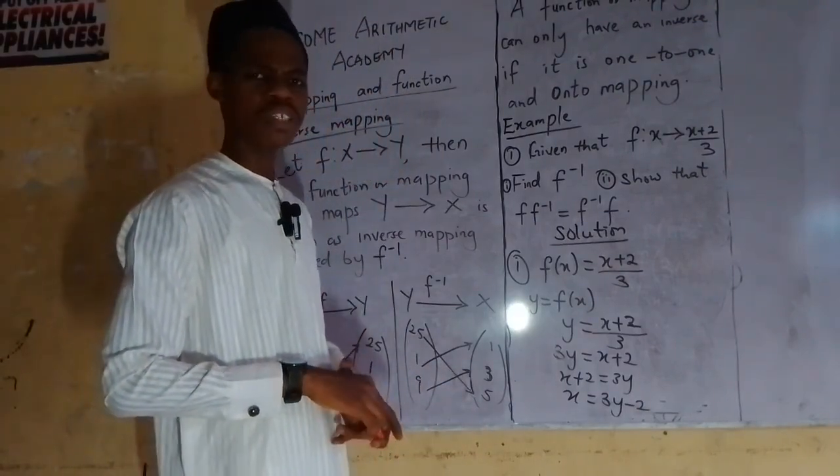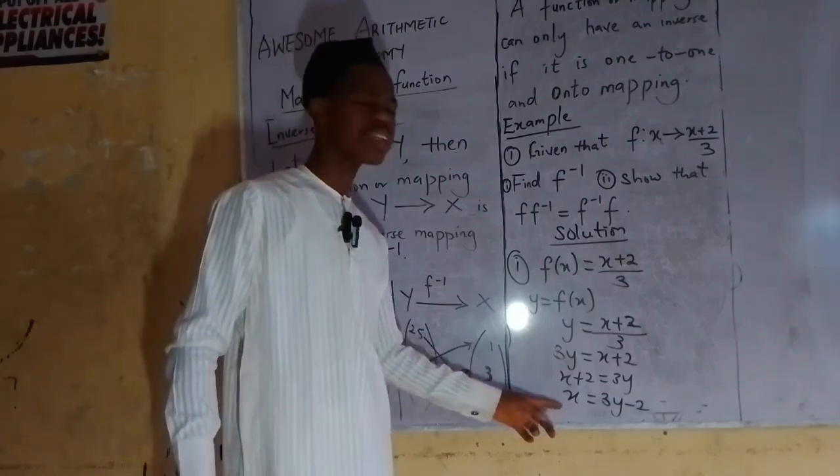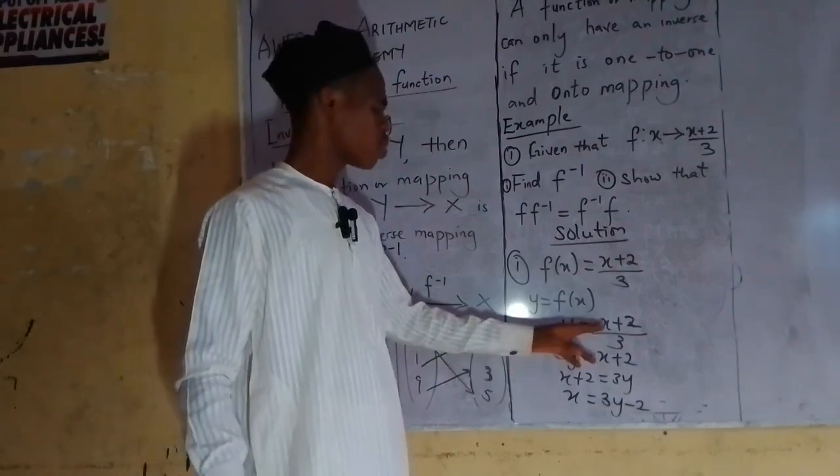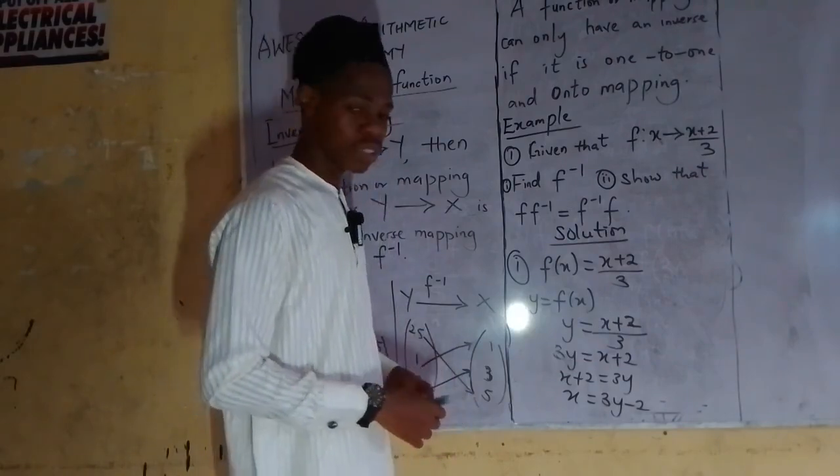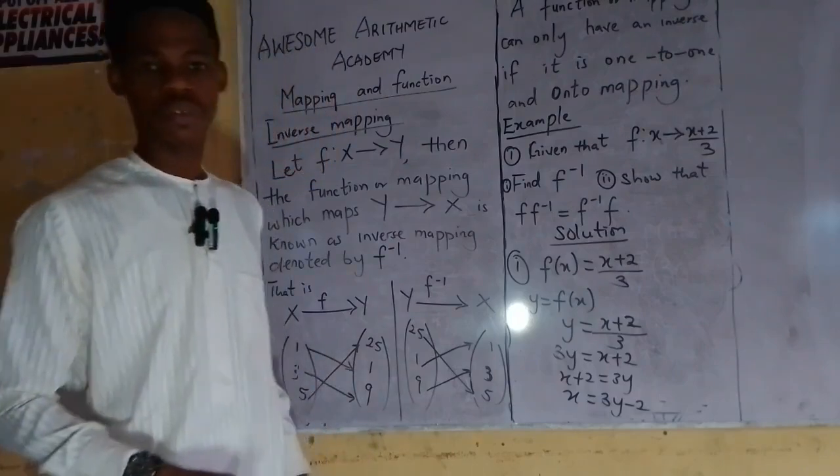So now since I'm having x equals 3y minus 2, remember that this one is now the inverse, because it was inside before. This means that what am I going to have?